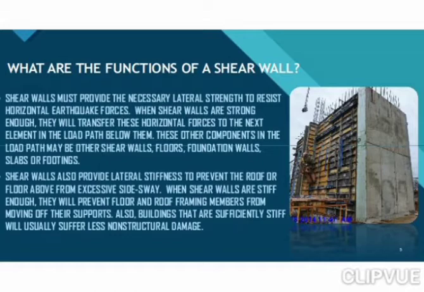Shear walls also provide lateral stiffness to prevent the roof or floor above from excessive sideway. When shear walls are stiff enough, they will prevent floor and roof framing members from moving off their supports. Also, buildings that are sufficiently stiff will usually sustain less non-structural damage.